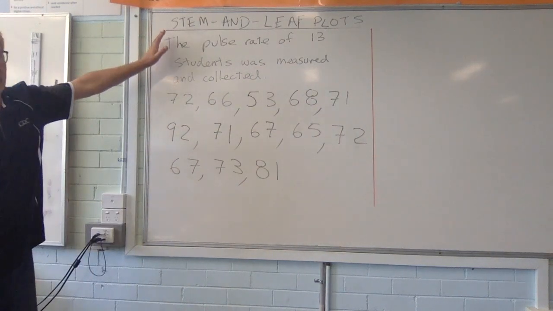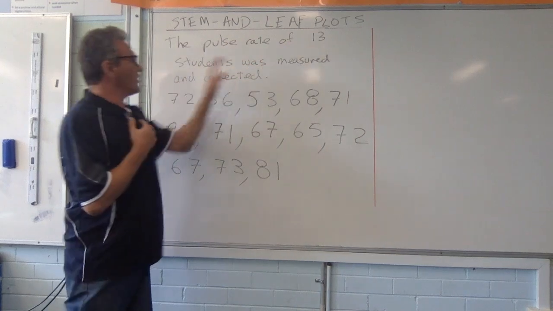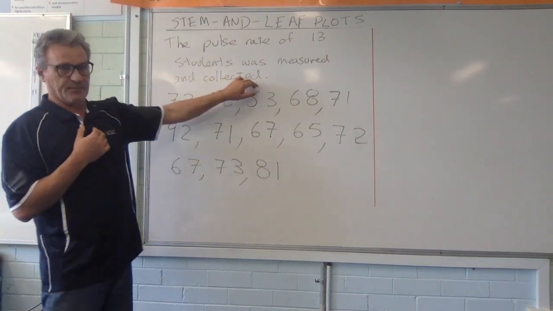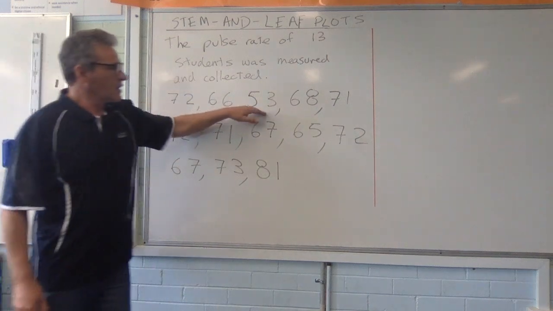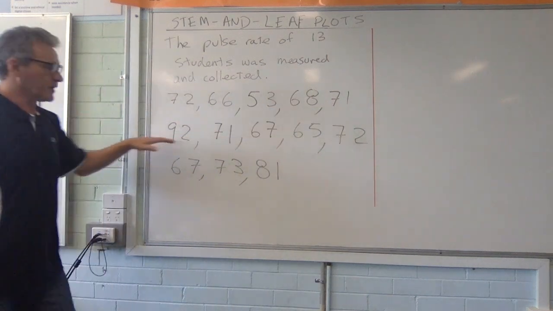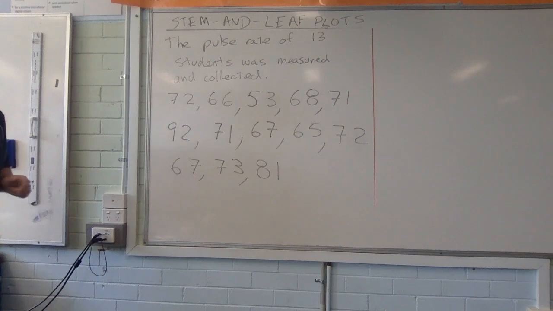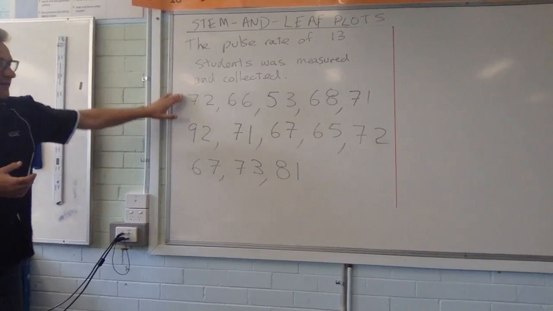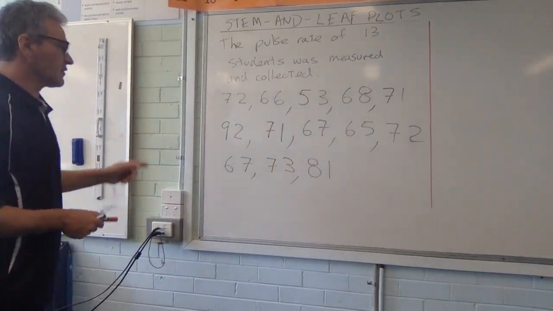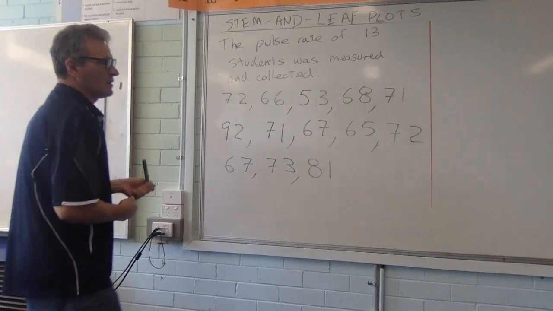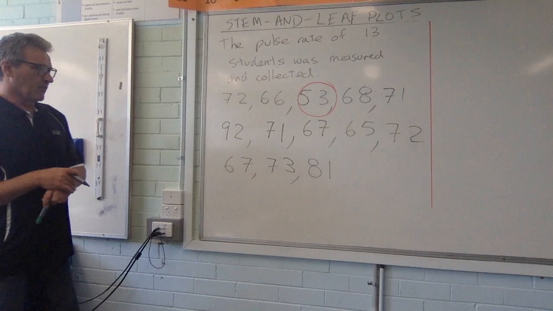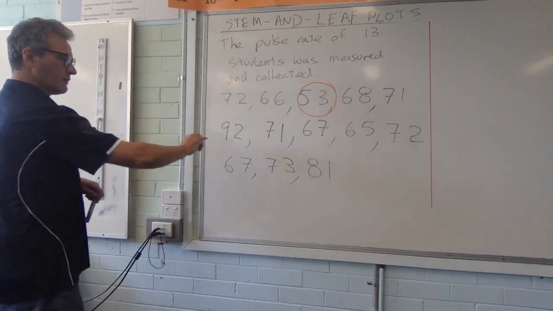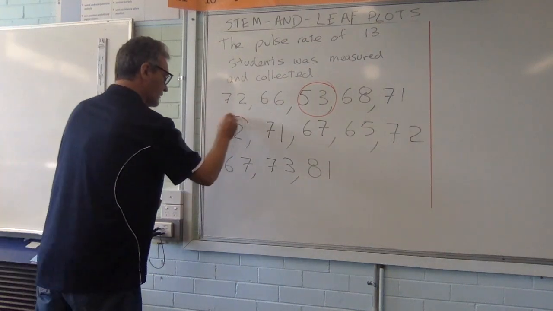Alright, so the pulse rate of 13 students was measured and collected. Now the pulse rate is beats per minute. So all these numbers represent the pulse rates of 13 students. Now what I'd like to do first is order this. So the smallest number there is 53, circle. Then look for the biggest number. The biggest number, bang there.